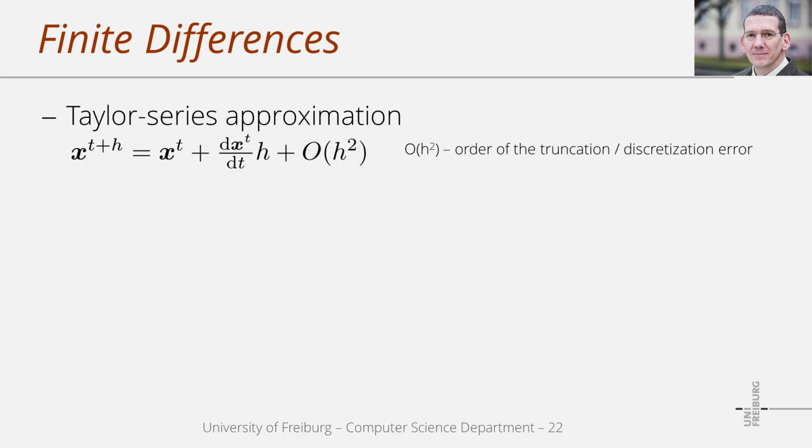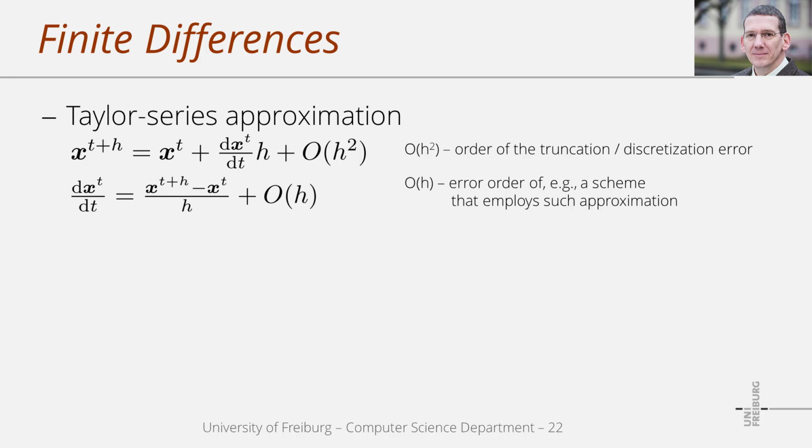Here we consider our function of positions x over time t and start with a Taylor series that approximates the position at the next time point. So x of t plus h can be approximated with x of t plus h times the time derivative of x at time t, and O of h squared indicates the order of the truncation error that we get with this approximation.